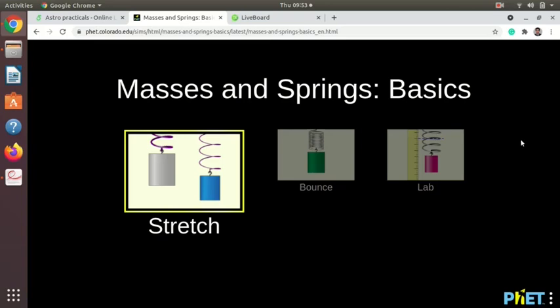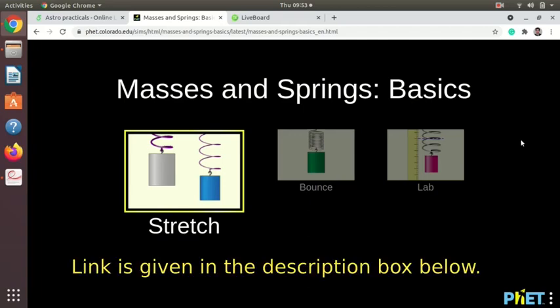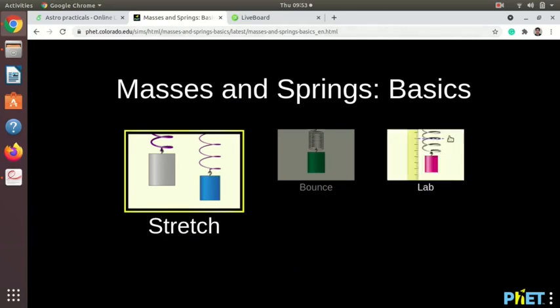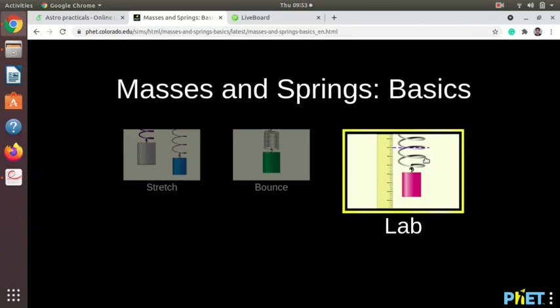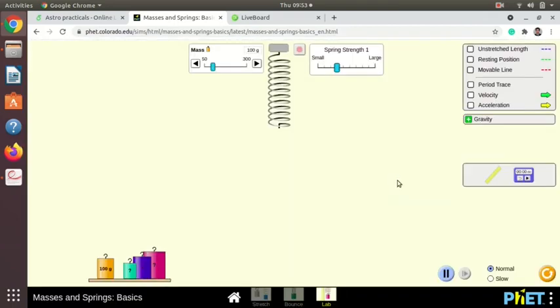We will divide this experiment into two different parts. First of all, we have to find out the spring constant of a spring, and then you can use the spring constant to determine the acceleration due to gravity. You can see this page when you go to this link. First of all, we have to determine the spring constant, and we will go to this lab. I will click on the lab so that you will get this type of interface.